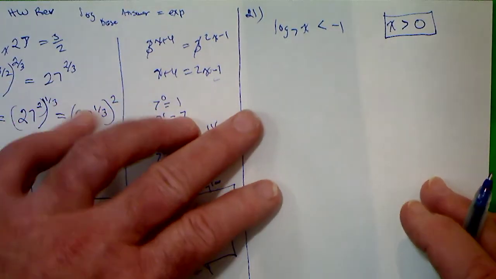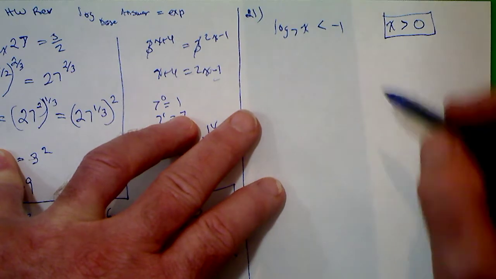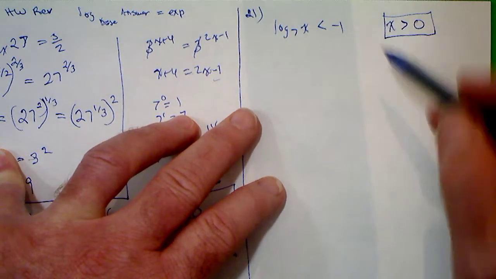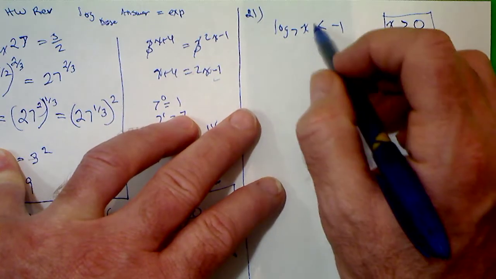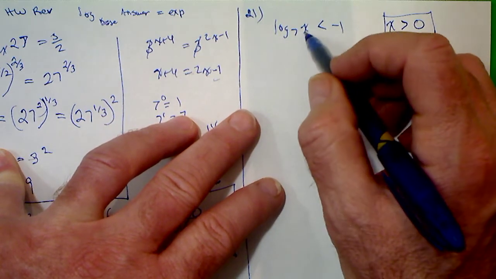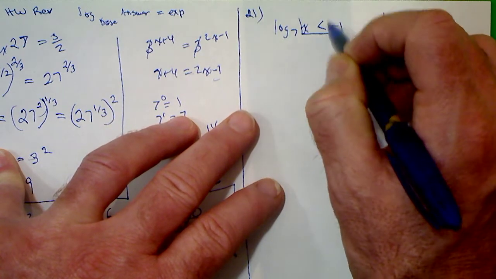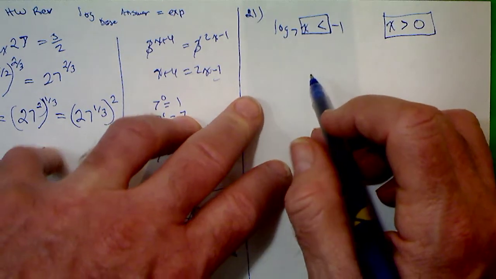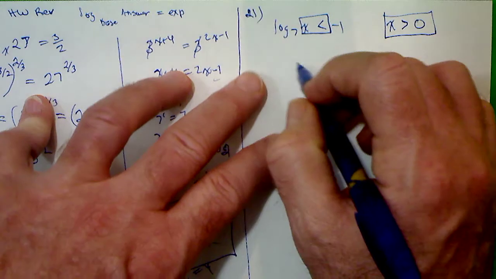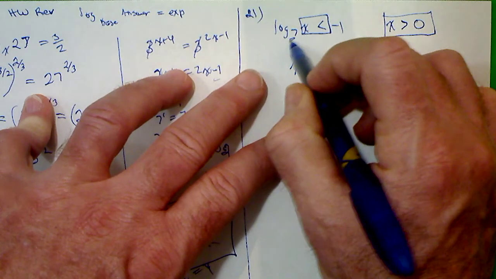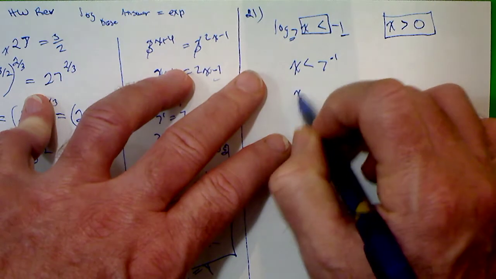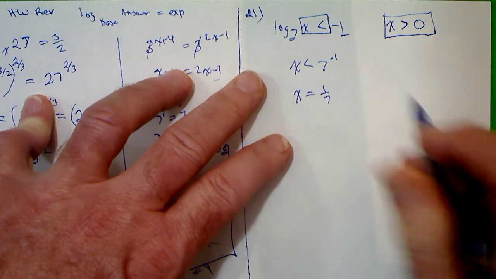All right, so then you're solving the inequality. So the less than, so 7 to the -1. So the base, you're finding x. This stays together so that the inequality symbol stays in the same direction. So x is less than the base and the exponent 7 to the -1. So x is less than 1/7.